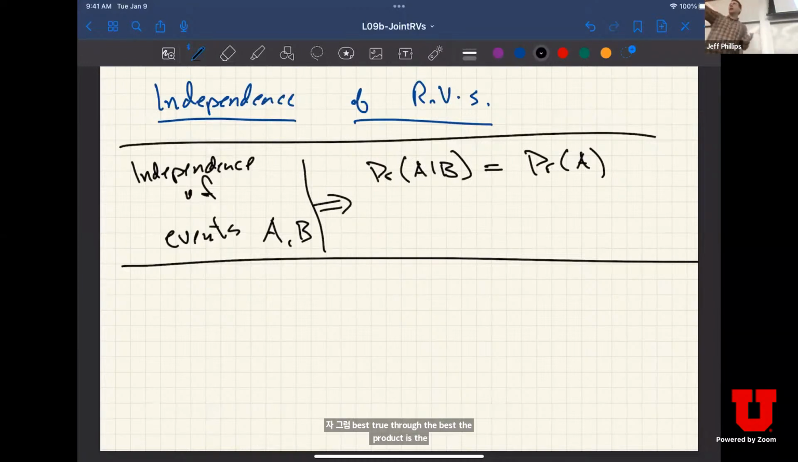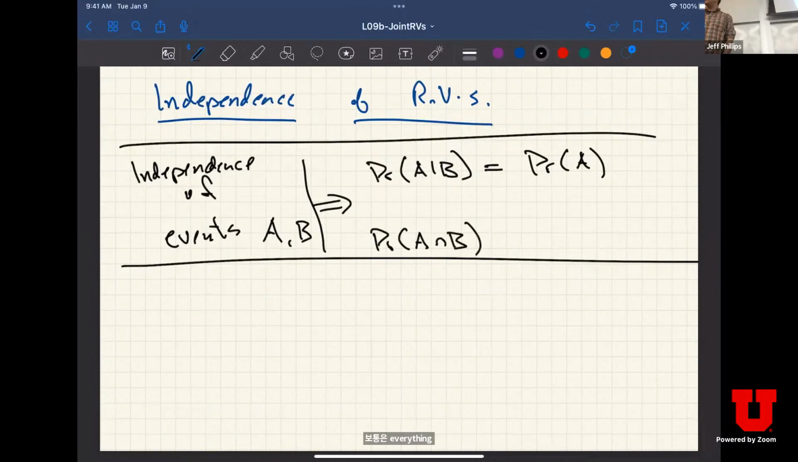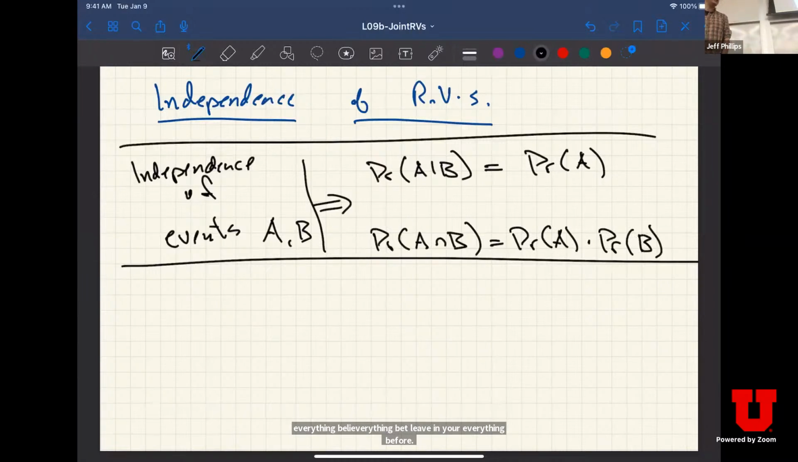Or is this the probability of A intersection B? Yes, the probability of A intersection B is equal to the probability of A times the probability of B. That's another formula, another implication of A and B being independent events. There's a third one. These are all equivalent to each other.